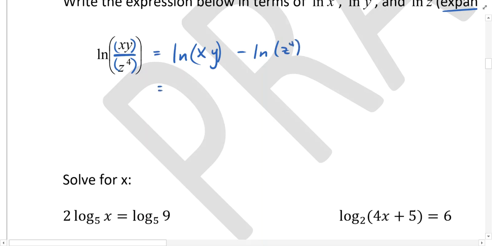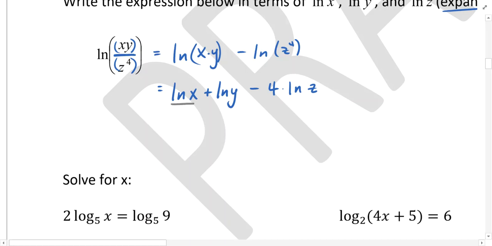Working from left to right, I noticed that the natural log of x times y can be split into 2 logarithms. This is our product rule. It says that if there's a product inside our argument, we can separate this logarithm into the sum of 2 logarithms. And then simultaneously here, since this is a separate expression within the problem, I can use the power rule and rewrite this as 4 times the logarithm of z.